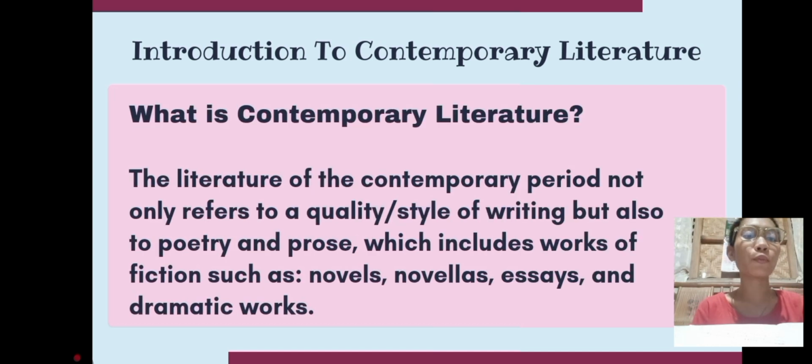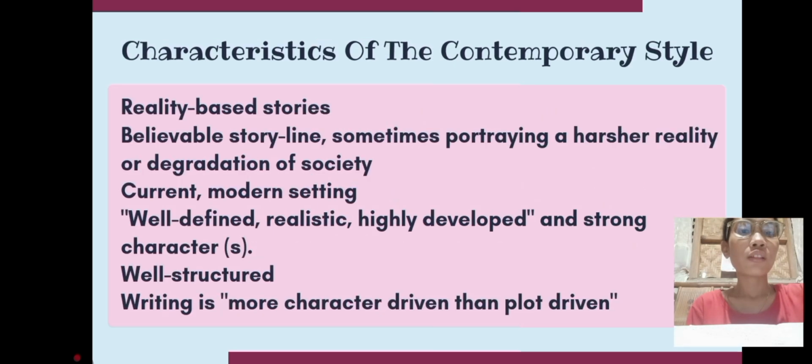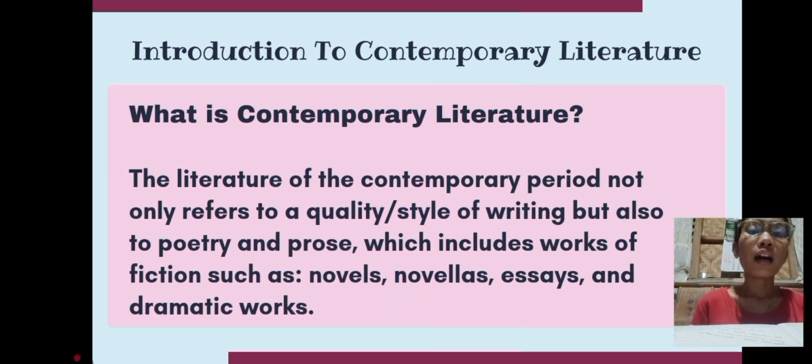So, what is contemporary literature? The literature of the contemporary period not only refers to a quality or style of writing but also to poetry and prose, which includes works of fiction such as novels, novellas, essays, and dramatic works. So the example of contemporary literature is the Harry Potter series by J.K. Rowling, 1997 to 2007.